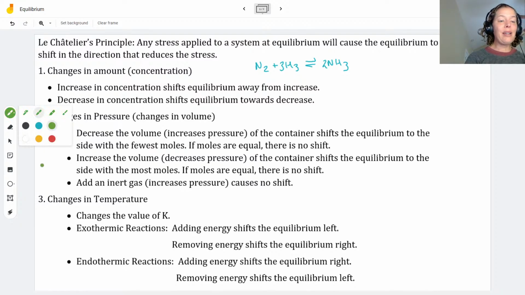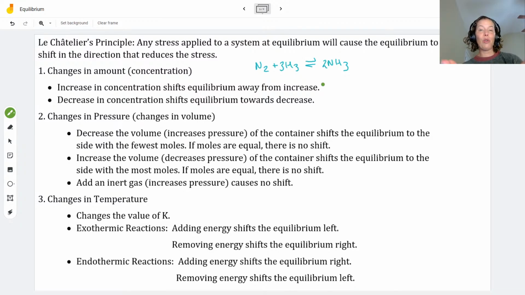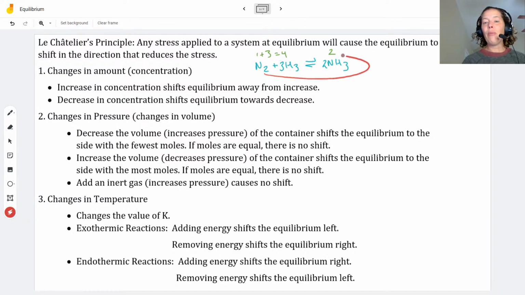Well, let's go back to our ammonia example right here. All you're going to do to figure out how many moles you have on each side is just add the stoichiometric coefficients. So for my reactant side, I have 1 plus 3. Again, we assume there's a 1 in front of the nitrogen. So we have 4 moles on the reactant side. And my ammonia is just by itself, so there are 2 moles on this side. So if I decrease the volume of this reaction, again, it's going to shift to the side with the fewest number of moles. It's going to make itself as small as possible. So that is going to shift it to the product side.